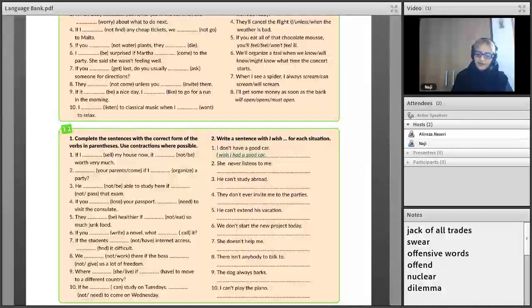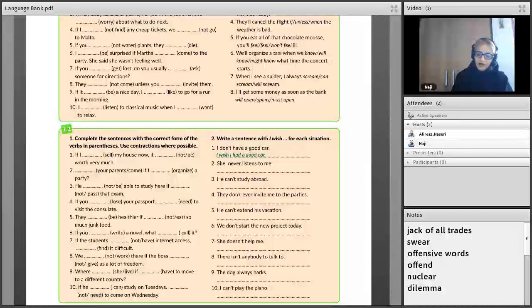Number seven, if the students didn't have internet access, they would find it difficult. Number eight, we won't work there if the boss didn't give us a lot of freedom.